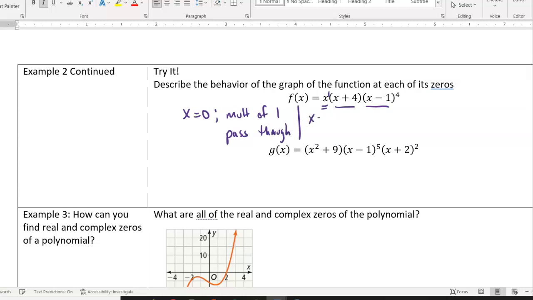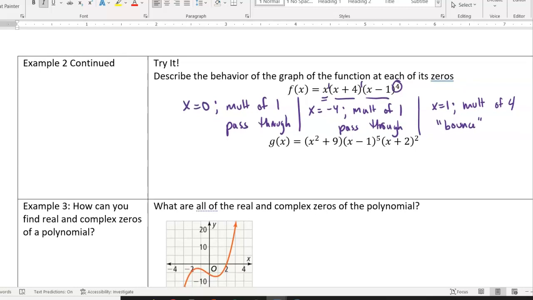Okay, then we would have where x equals -4. There's also only one of those. So we can say it's got a multiplicity of 1. And what that means is that's an odd multiplicity, so it's going to pass through that point. And where x equals 1, that's got a multiplicity of 4. And so since that 4 is even, it's going to bounce at that spot.